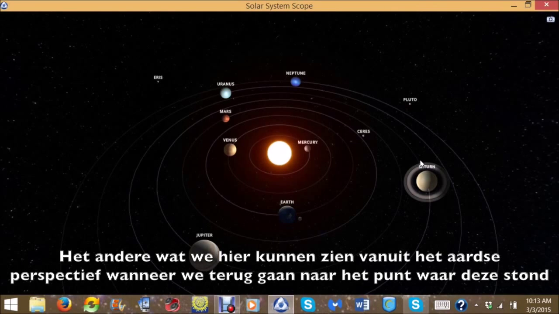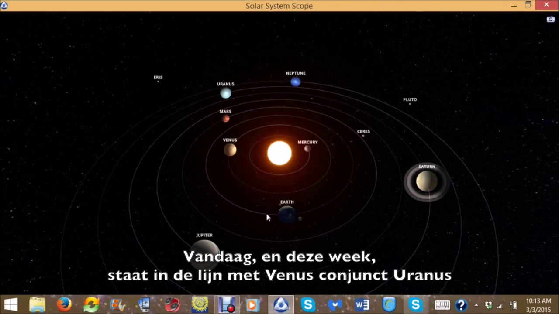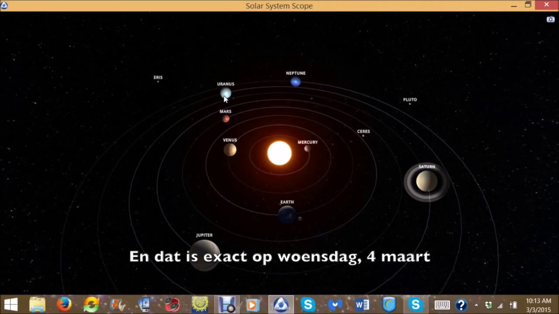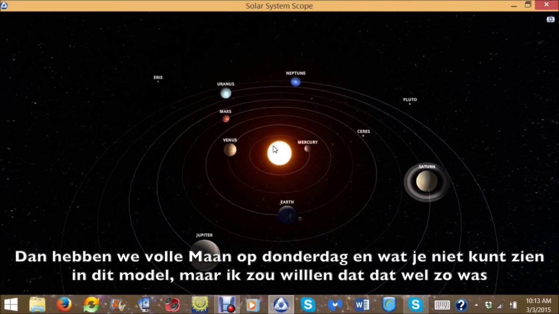The other thing that we can see here is that from the Earth's perspective, if we went back to where it was today and this week, the Earth would be in this alignment. We would have a Venus conjunct Uranus, and that is exact on Wednesday, March 4th. Then we have the full moon happening on Thursday.